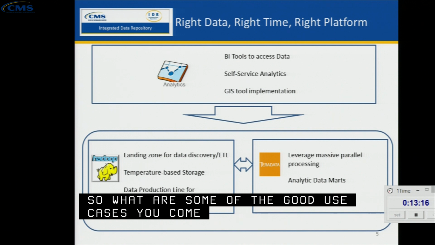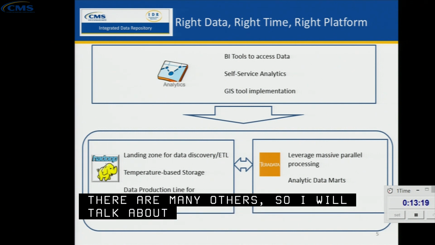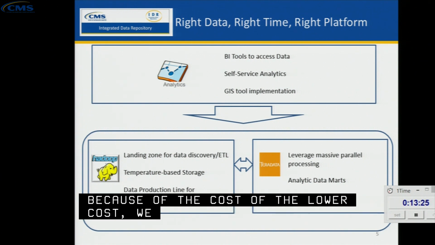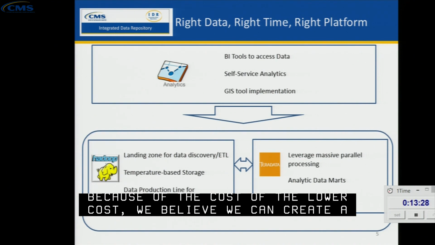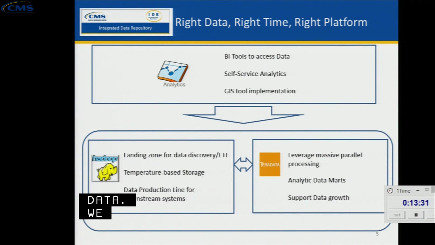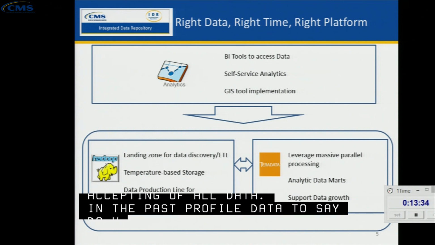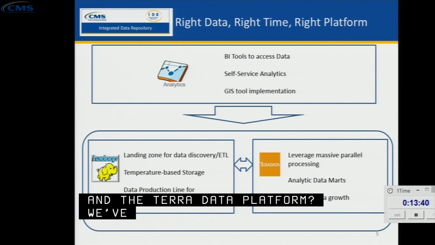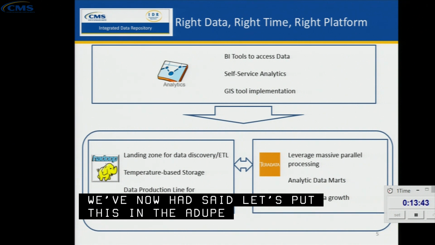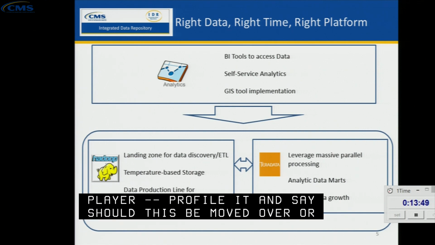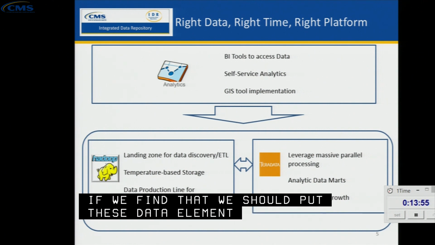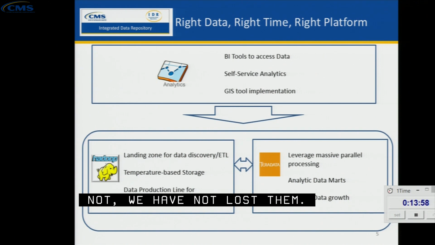Data profiling. Because of the lower cost of the Hadoop platform, we believe we can create a data lake where we dump all the data. So we can be a little more accepting of all data. In the past, we've had to profile data and say, do we really want to put this data in our Teradata platform, right? What we want to do now is say, let's put the data in the Hadoop side of the IDR and profile it and figure out, should this data be moved over or not? That does a few things for us. It optimizes what we're moving over, but then later, we haven't lost data. So if later we find out, oh, we should have put these data elements in and we didn't, we haven't lost them. We can go back and say, now push those over from the Hadoop side into the Teradata side. So I think data profiling is a big thing here, and it'll be very helpful for our warehouse.